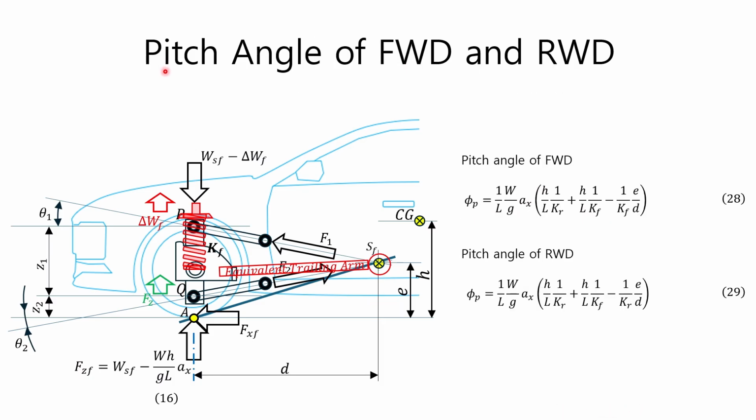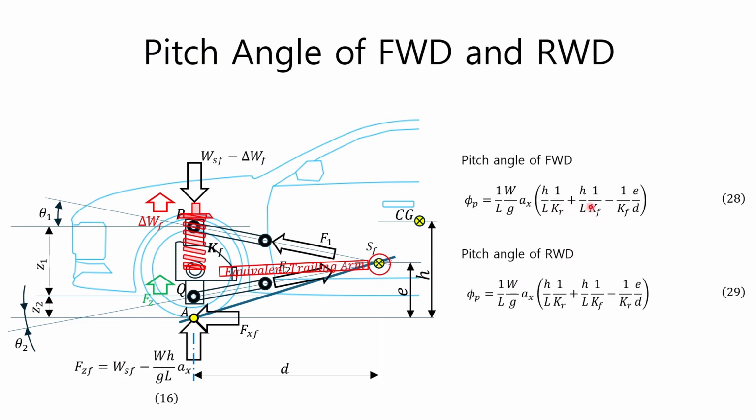Let's examine the pitch angle that occurs when a vehicle with front-wheel drive and rear-wheel drive solid axles accelerates. The parenthesized expression in equation 28, which represents the pitch angle, provides important information for predicting the behavior of the front suspension. The first and second terms in the parentheses are related to the wheel rates of the front and rear axles, independent of the suspension link forces. From these two terms, we can see that the pitch angle increases as the center of gravity increases and the wheelbase decreases. Furthermore, we can see that the pitch angle increases as the wheel rate decreases.